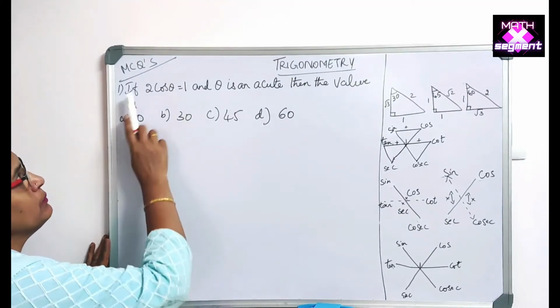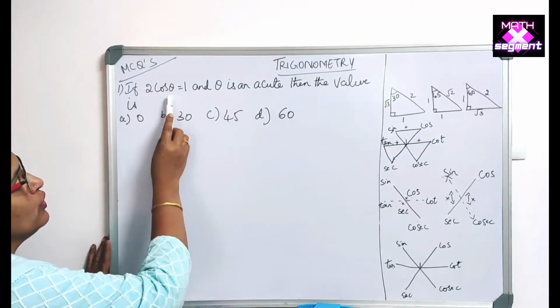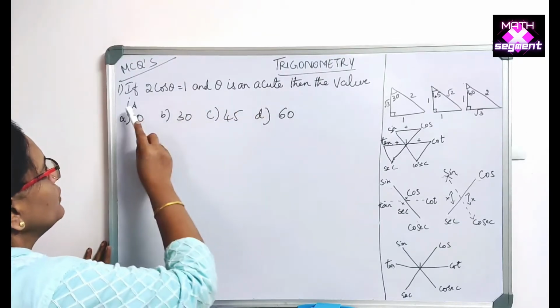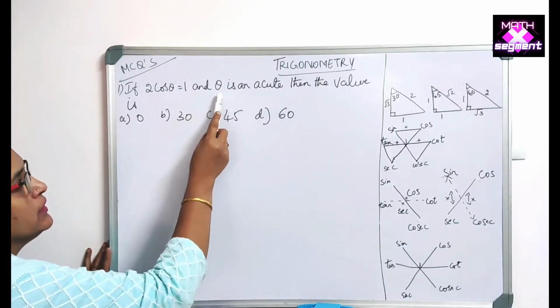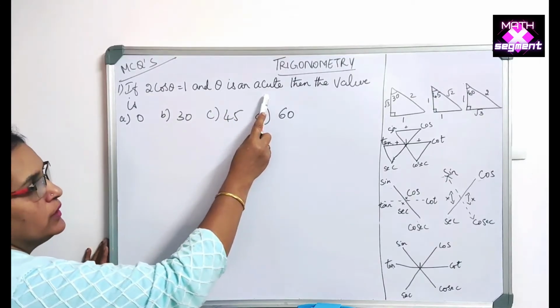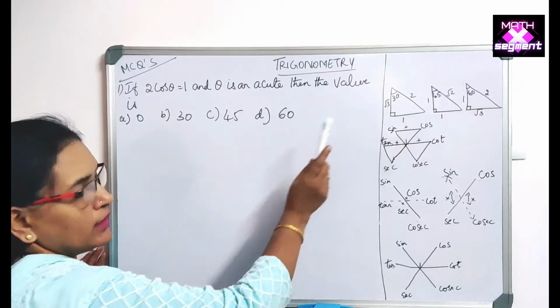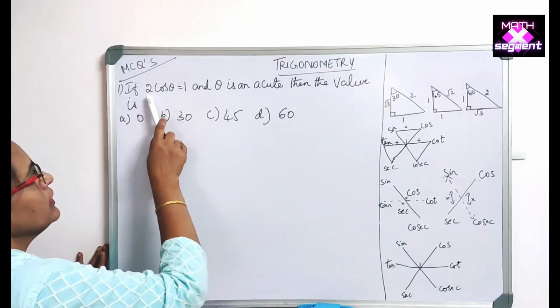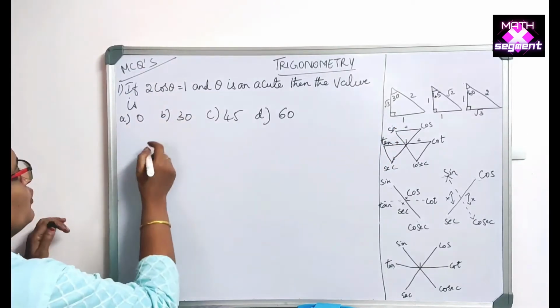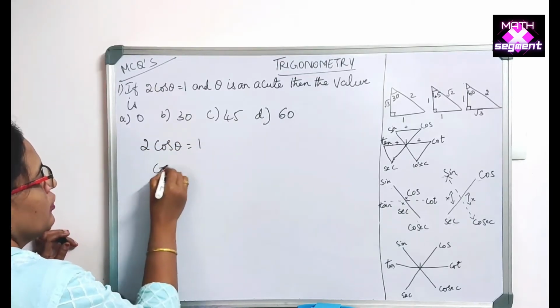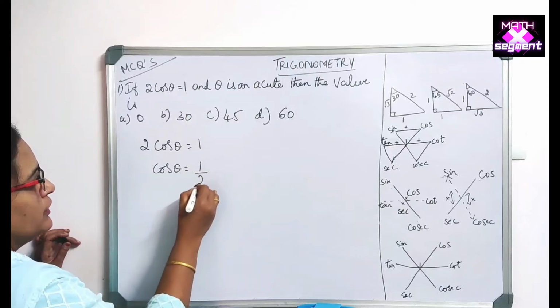Let us start the multiple choice questions. If 2 cos theta is equal to 1 and theta is an acute, then the value is. That means here the theta is acute. Acute means what? It is less than 90 degree. So that means almost all the angles are less than 90 degree. But the value they have given is 2 cos theta is 1. Then cos theta is equal to 1 by 2.